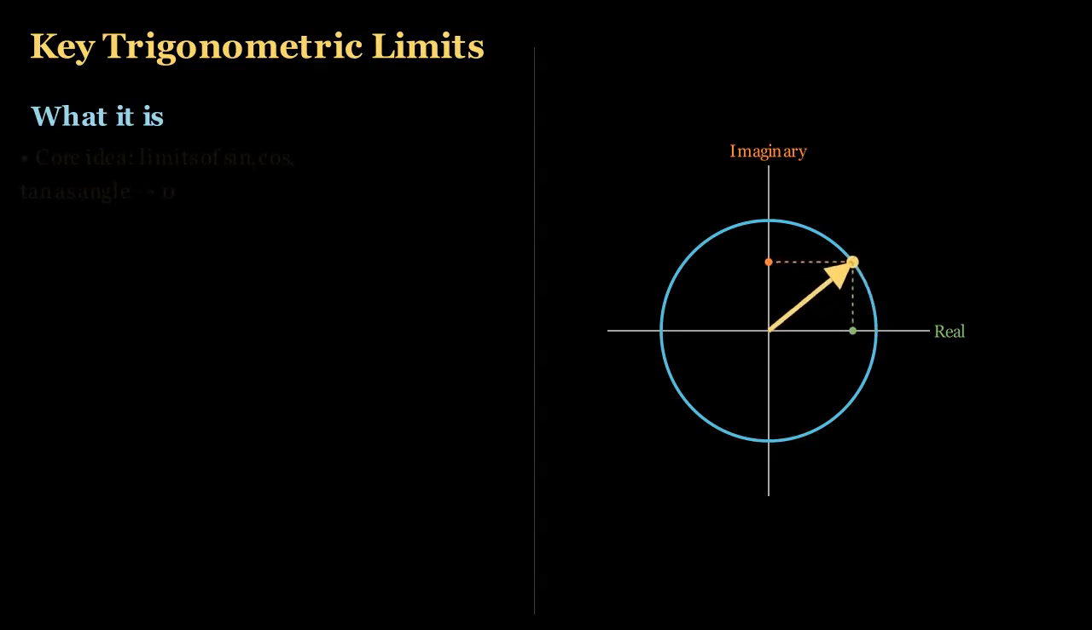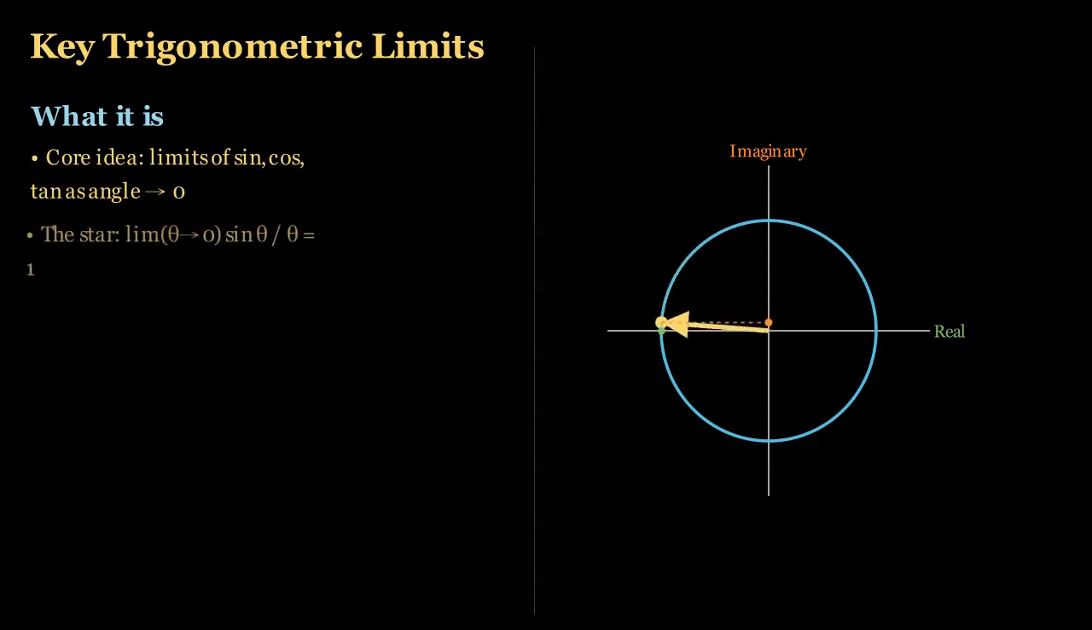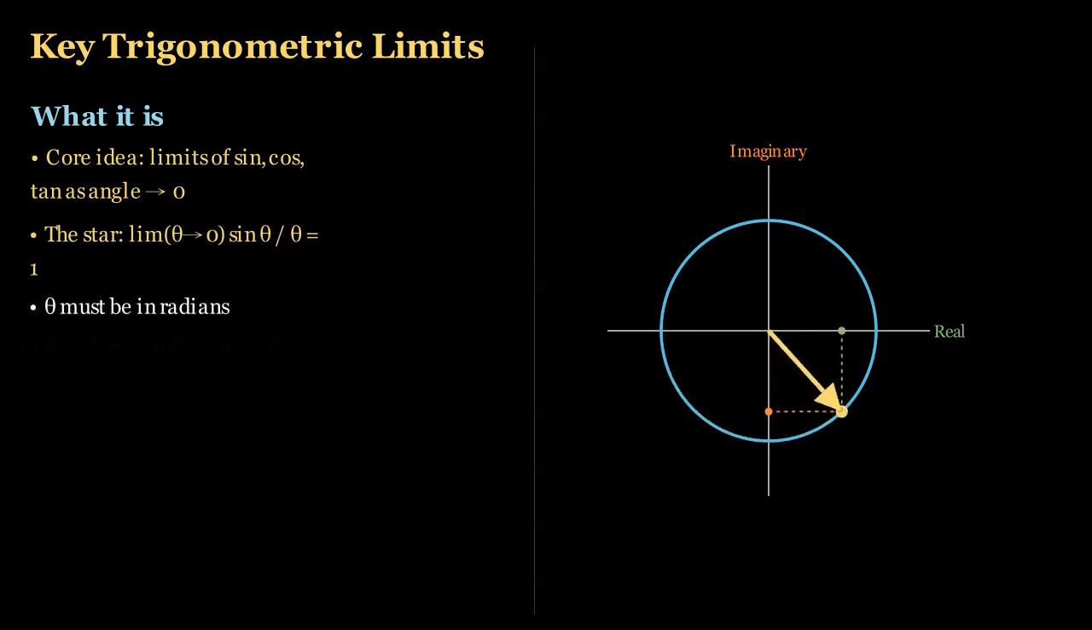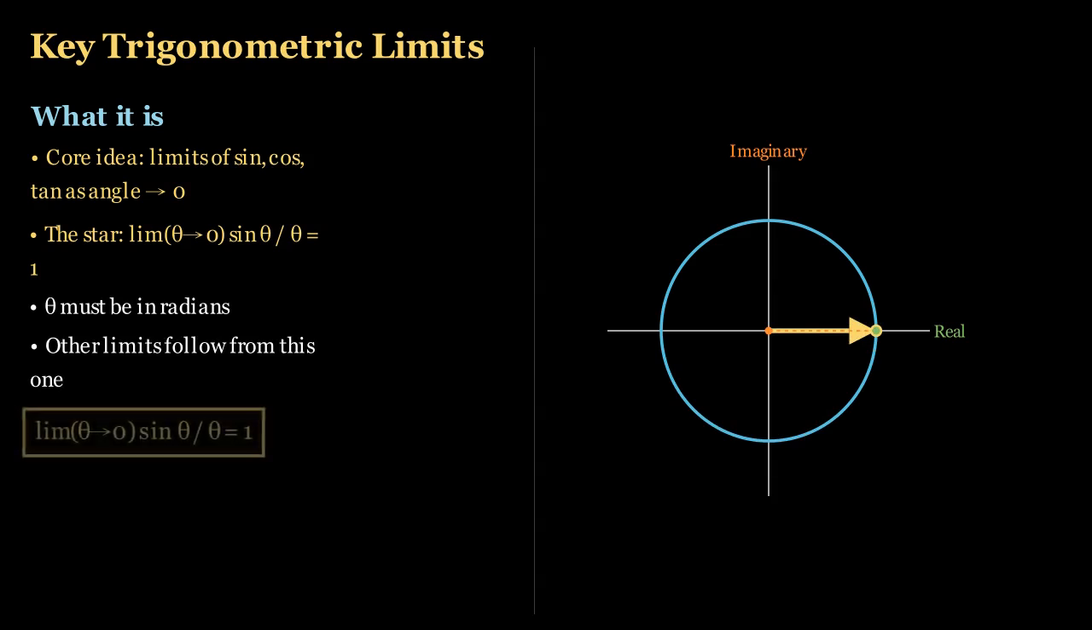Imagine you're zooming in on a tiny slice of the unit circle, right near where the angle is 0. As the angle gets incredibly small, the curved arc and the straight vertical line of sine become almost identical. This is the heart of our first key limit. As theta approaches 0, sine theta divided by theta approaches 1. But here's the catch, this only works when theta is measured in radians, because radians are built from the arc length itself. Once you understand this one limit, you can figure out several others, like the limit of 1 minus cosine theta over theta, or tangent theta over theta.